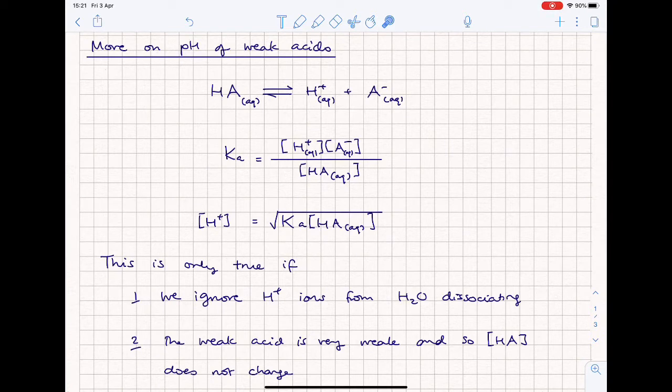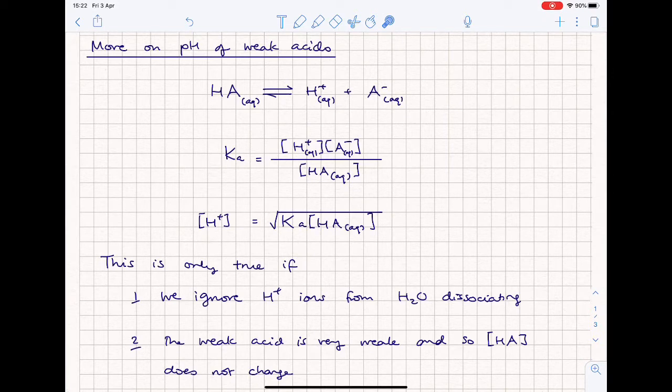So the first assumption is that when the acid ionizes as it dissolves in water, the concentration of the acid remains constant, which obviously isn't true because some of these will disappear in forming the ions. So that's one big assumption, that the concentration of the acid doesn't change when you dissolve it into water.